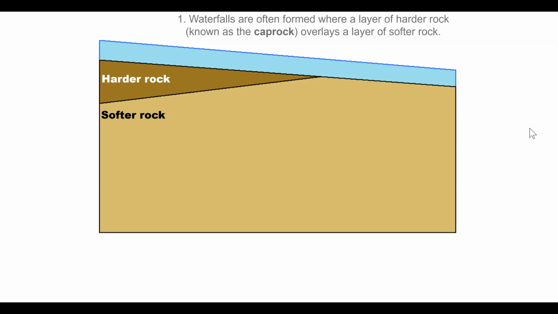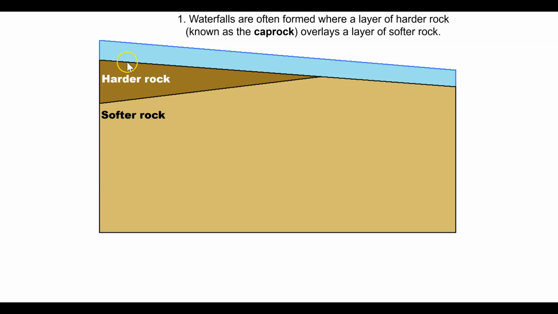So the first thing to note is that they tend to happen where you have got some harder rock overlaying the top of the softer rock. Now, you can probably already figure out that if you've got harder rock and softer rock, one of those two is going to erode more easily and more readily and more quickly than the other. And that's exactly the kind of thing that you need in order to produce the waterfall.